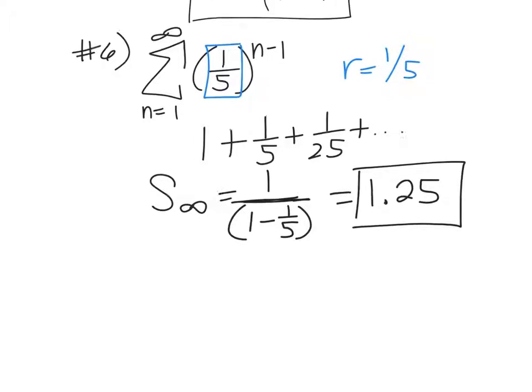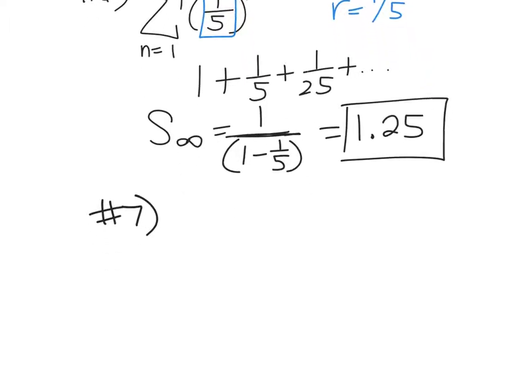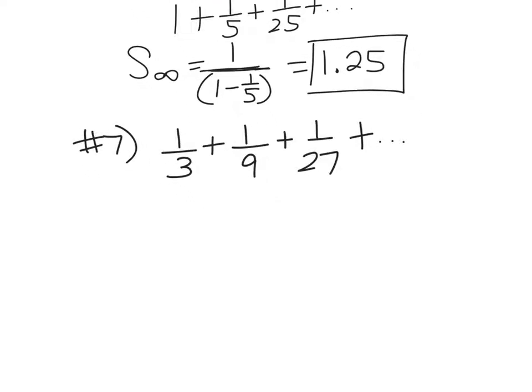All right, let's try another one. Number 7. Ooh, I love this one. This one's really good because you can actually see what's kind of happening here. Let's go ahead and add up 1/3 plus 1/9 plus 1/27 plus dot, dot, dot. Let's see what this is equal to.